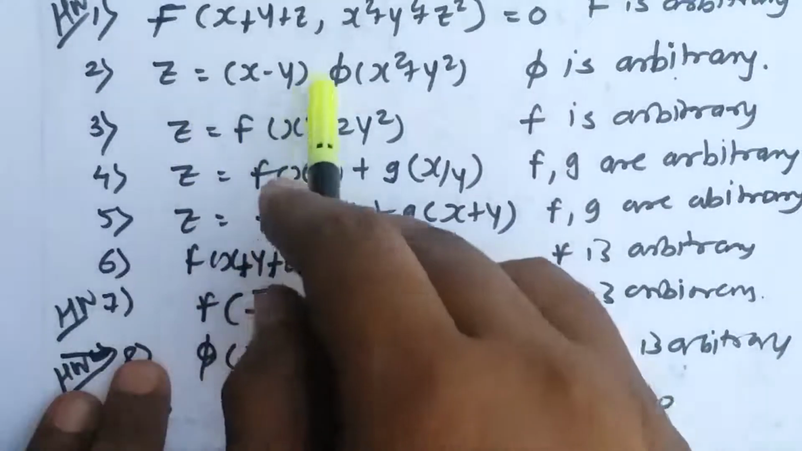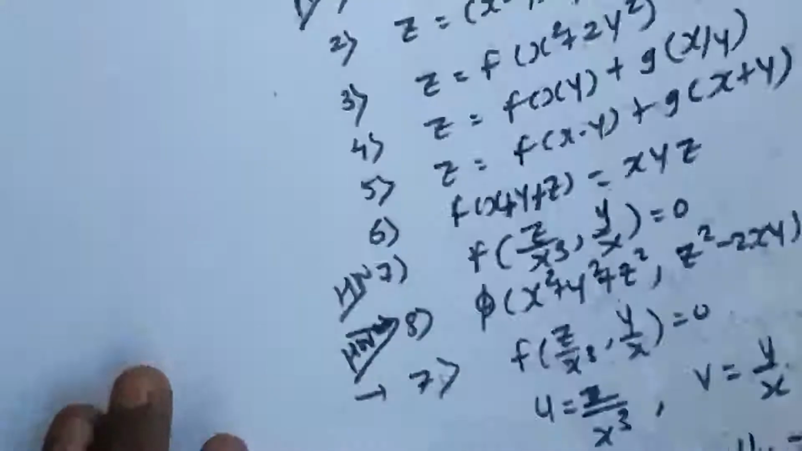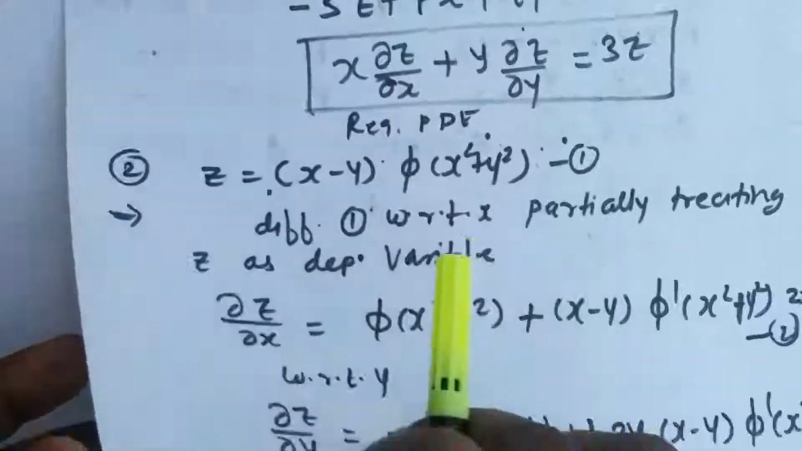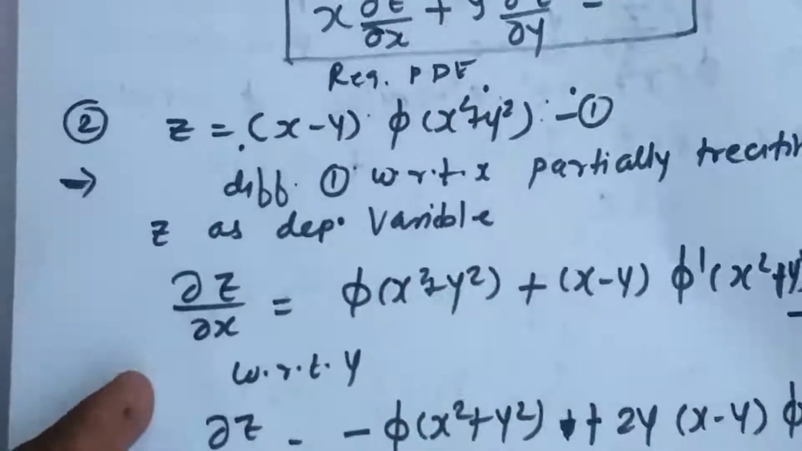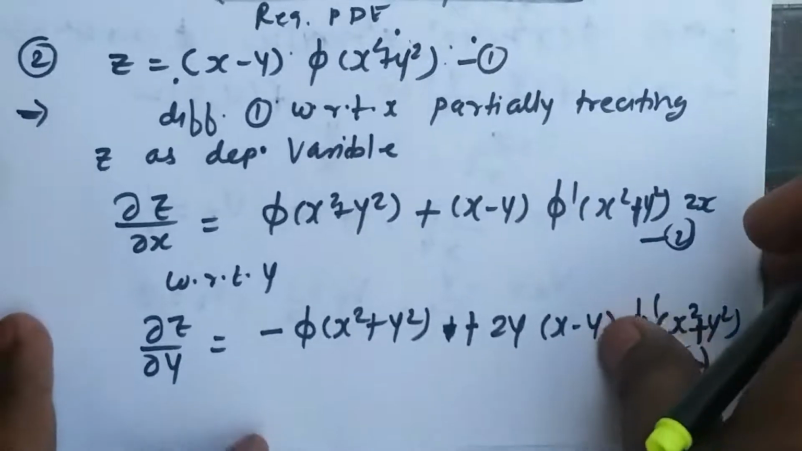z equal to (x minus y) into phi of (x square plus y square). Here also we are having a single arbitrary function. So here also, whenever a single arbitrary function is there, we'll get the first order partial differential equation. But here we cannot apply the determinant method. Okay, so in such a case, how to do the calculations?